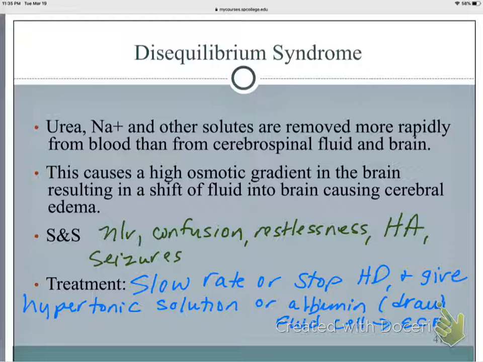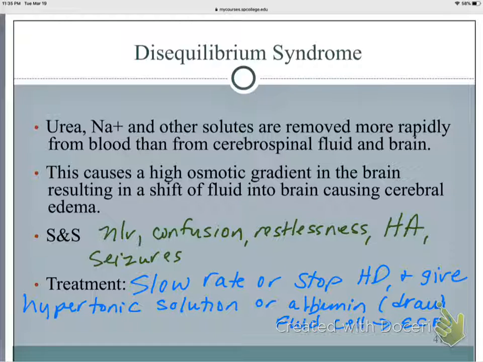Signs and symptoms, of course, confusion, restlessness, headaches, seizures even. And this is pretty common with dialysis patients, believe it or not. So sometimes they won't treat it. Sometimes they'll slow it down depending on how bad it is. And they may even give a hypertonic solution to help draw out the fluid of the cell.